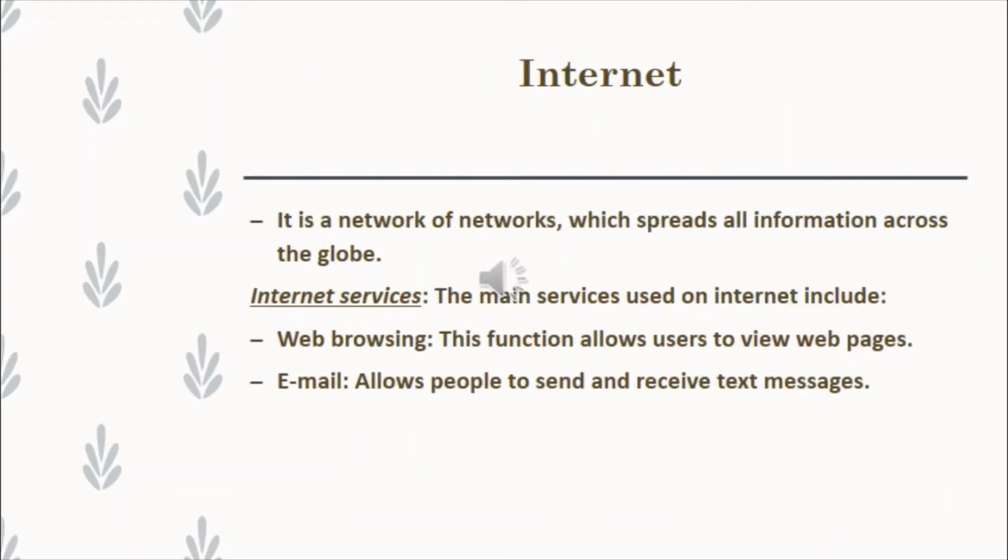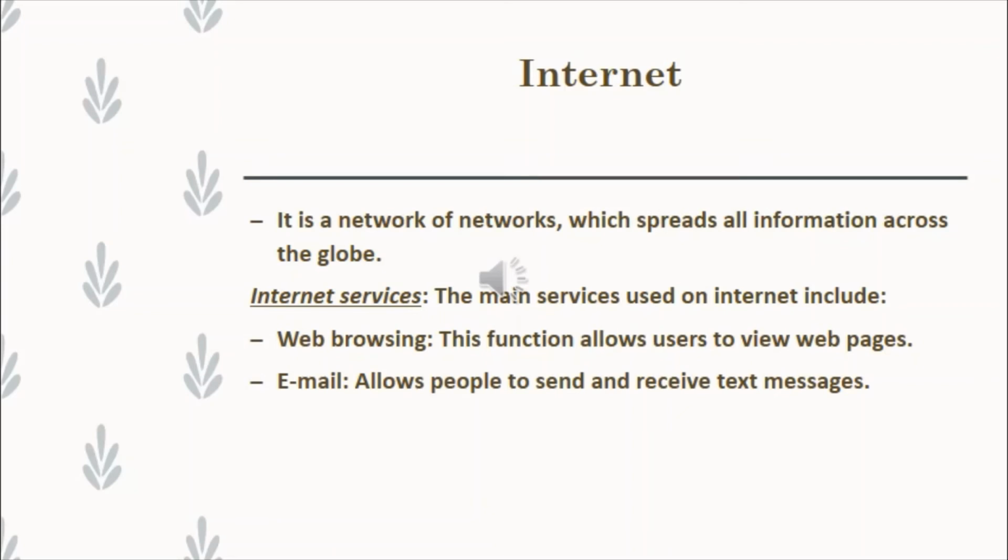Now, the last and most interesting topic of this chapter, the internet. How was the internet formed? What is the internet? What is its use? When many computer networks of the world were connected together with the objective of communicating with each other, the internet was formed.